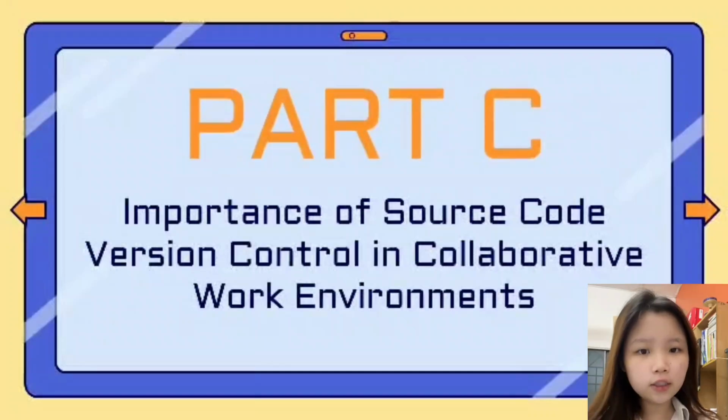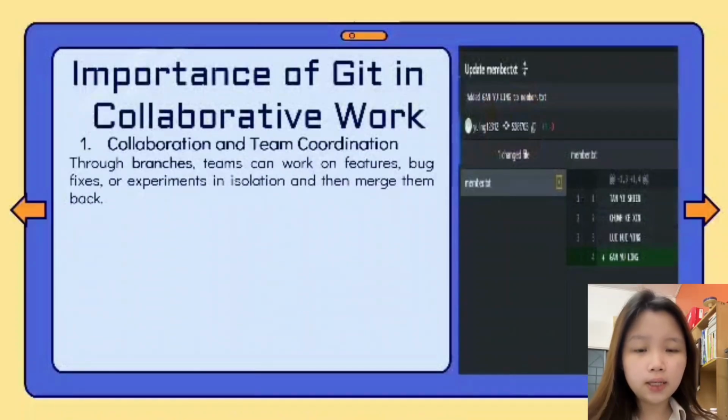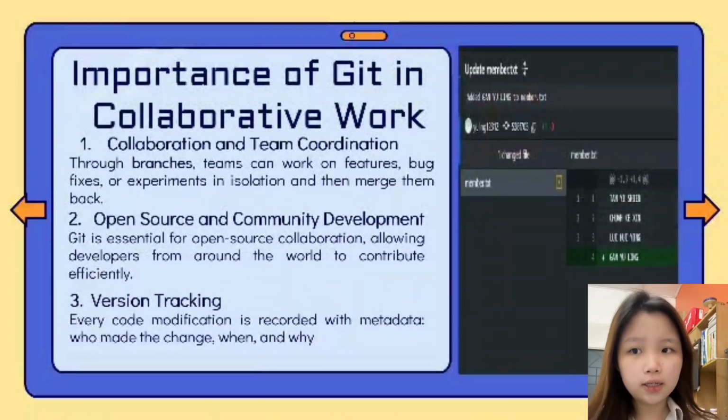Thank you, Hui Ying. So, we have successfully created a Git repository named TAO123_1A_group7 using GitHub Desktop to manage our group project collaboratively. First, the importance of source code version control in a collaborative work environment with Git is version tracking. Every code modification is recorded with metadata: who made the change, when, and why.